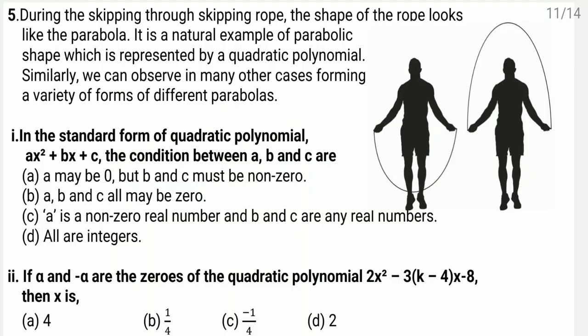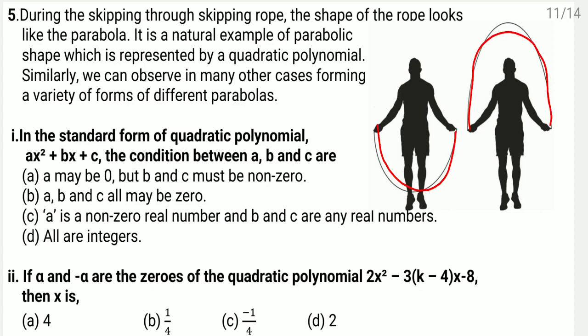During skipping, through skipping rope, the shape of the rope looks like a parabola. It is a natural example of parabolic shape, which is represented by a quadratic polynomial. Similarly, we can observe in many other cases, forming a variety of forms of different parabolas. Easily you can make out this one is a parabola, this is also a parabola. In the standard form of a quadratic polynomial, ax square plus bx plus c, the condition between a, b and c are. Now very simple.